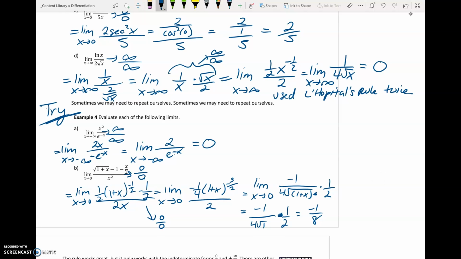In B, we show that we're going to get 0 over 0 if we try to evaluate the limit, and then we'll differentiate the numerator and then differentiate the denominator. We're going to have to do it twice because we're still going to get indeterminate form. So I'm showing that there. This is still 0 over 0, so we do it again. Use L'Hopital's rule again, rearrange, and then evaluate that limit. So you should get negative 1 over 8.